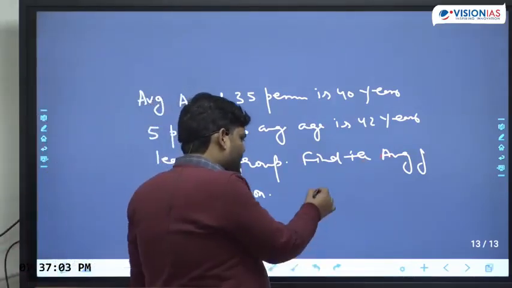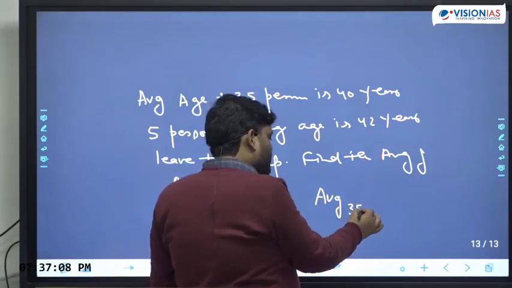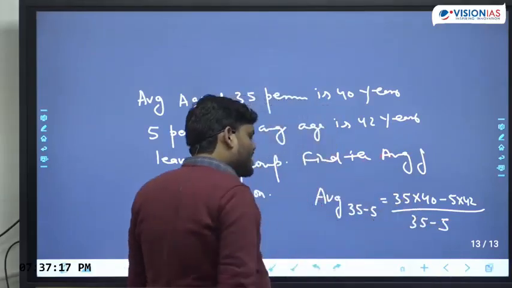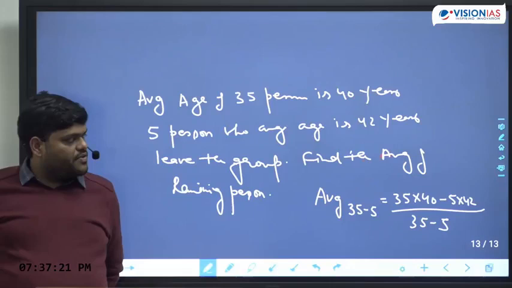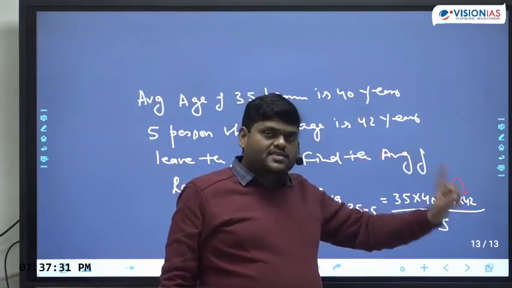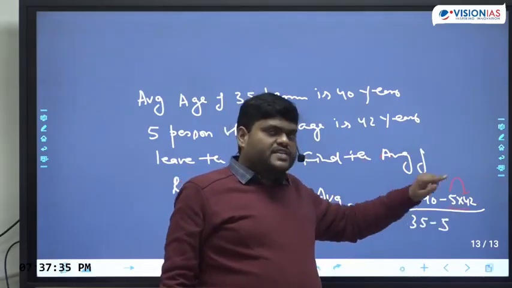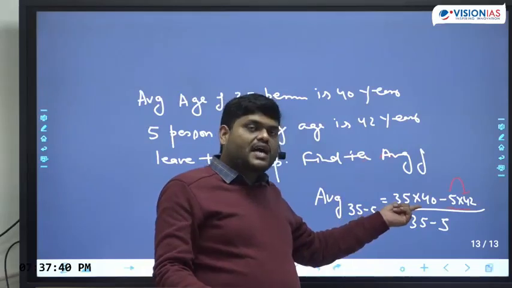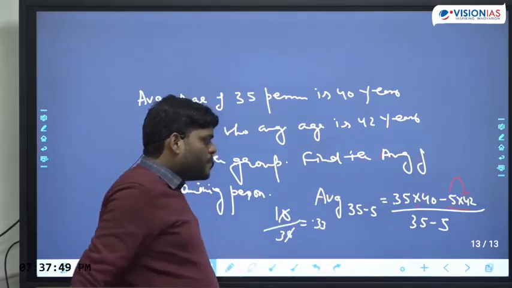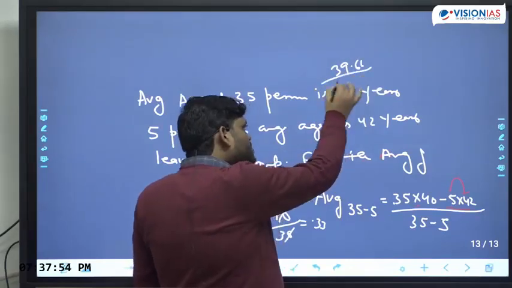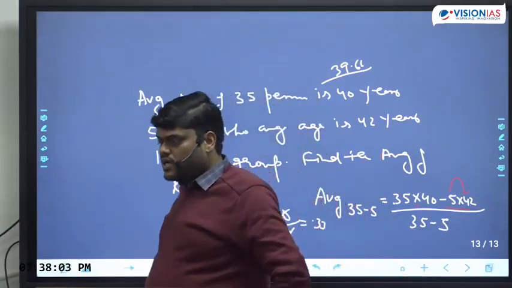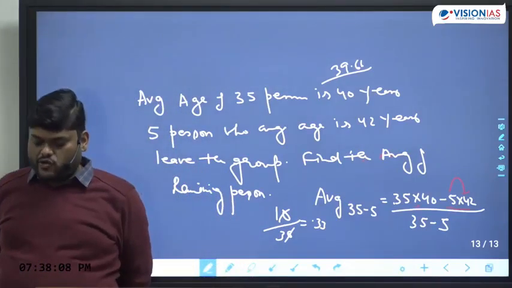So simply, the average of 35 minus 5 persons; initially it was 40, and 5 persons whose average age is 42 leave the group. We can solve this and find the answer. Without pen and pencil: these 5 are going with some extra value, each one with 2 extra, so 5 will go with 10 extra. Who is remaining? 30 persons. So each person will give 10 by 30, that means 0.33. The new average will be 39.66. So without any calculation you can solve this, or you can do the calculation part also.